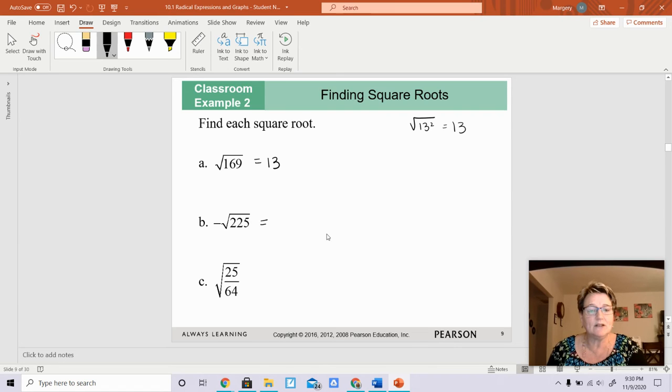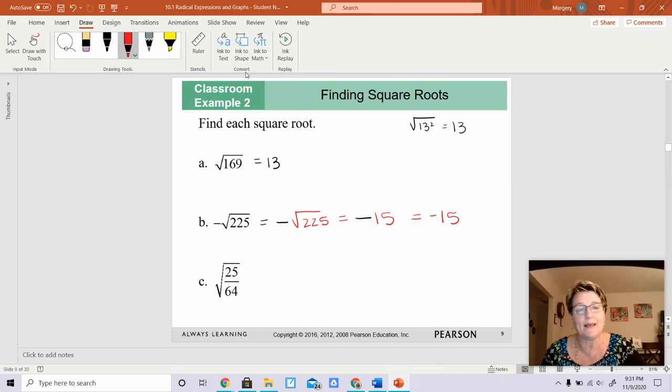Now on this one, it's a little different. The negative is on the outside of the radical, and then we have the square root of 225. As long as you remember that the negative is on the outside of the radical, the square root of 225 is 15. So your answer is negative 15. Okay, the negative is not under the radical. If it was, it would be considered an imaginary number, which we will be learning.